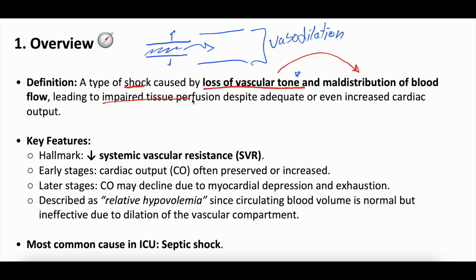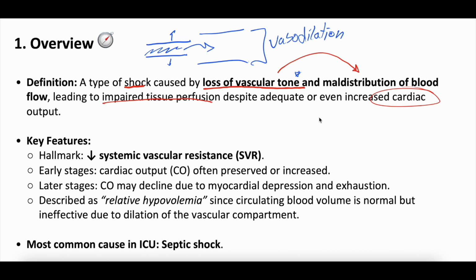So you get some degree of impaired tissue perfusion. And this is despite adequate or even increased cardiac output. So your heart is pumping away, right? Your cardiac output, the amount of blood being pumped out of your heart, is adequate or even increased compared to your baseline.